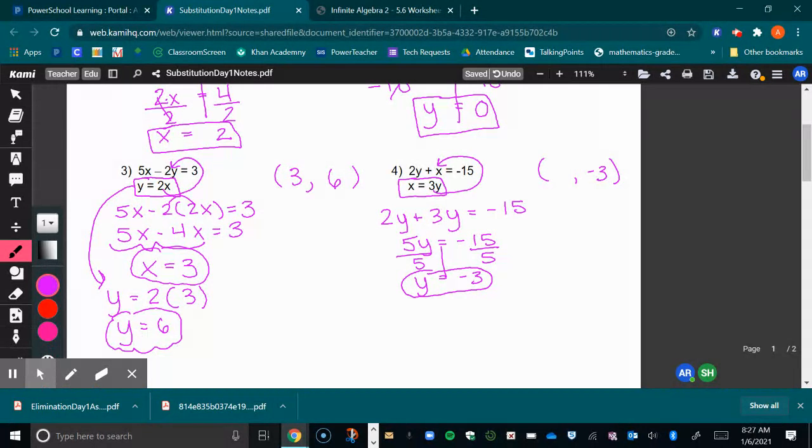Now I just have to know what x equals. So I'm going to use that original equation that I substituted in. And I know that x equals 3y. But I also know from what I just solved that y is negative 3. So I'm going to say 3 times negative 3, which equals negative 9. So that's what I'm going to put here. Right? So now let's look at my next one.